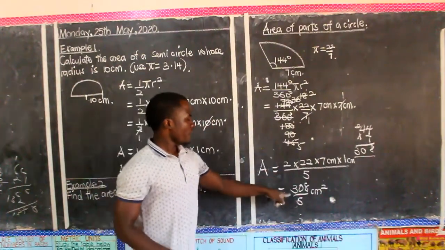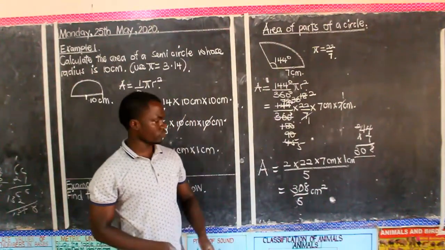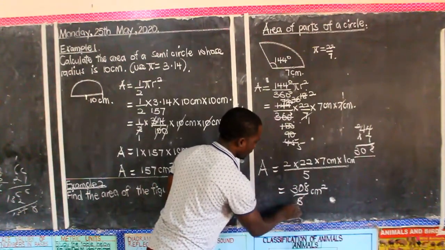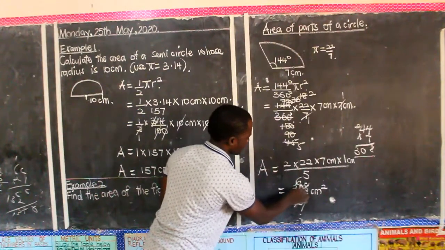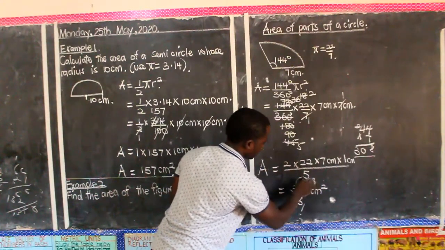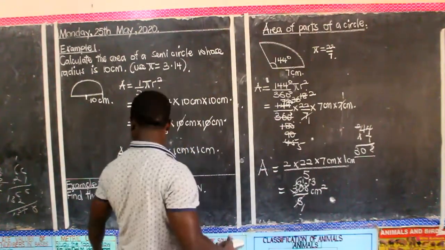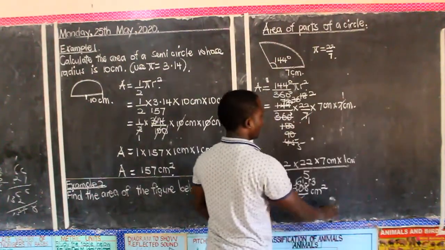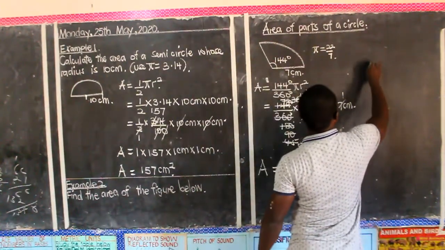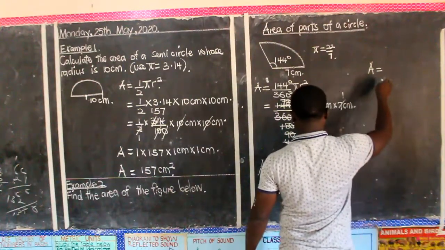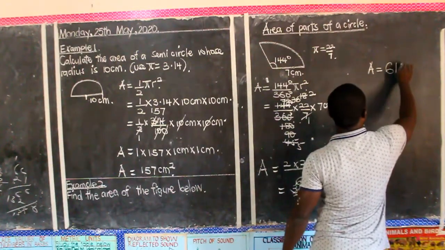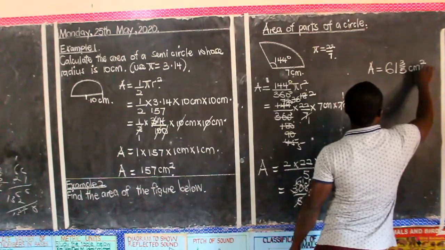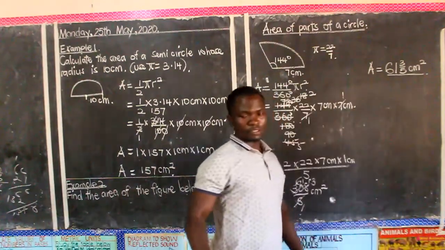Divide. Any improper fraction is not allowed as a final answer. You stop here, you lose a mark. So you divide here and say by 5, once, by 5 here, 6, by 5, 1. Remember 3. So your final answer here, we shall say area equals 61 whole number, 3 out of 5 square centimeters. Okay?